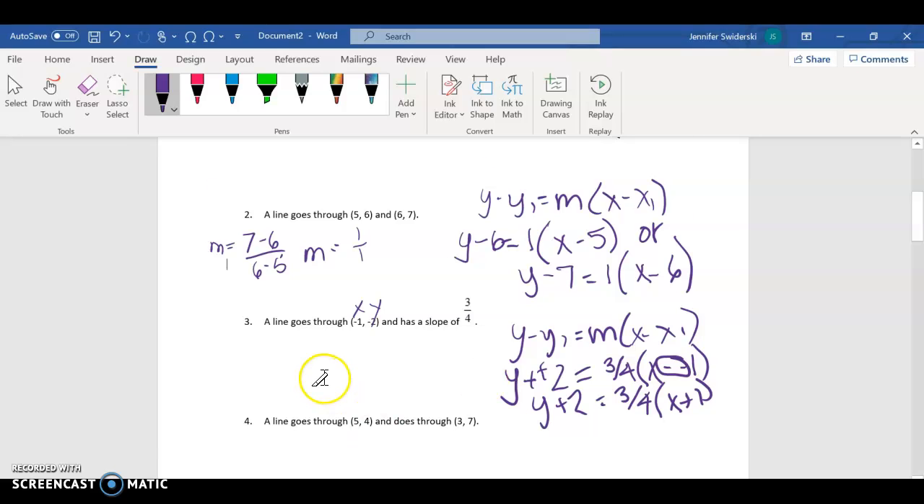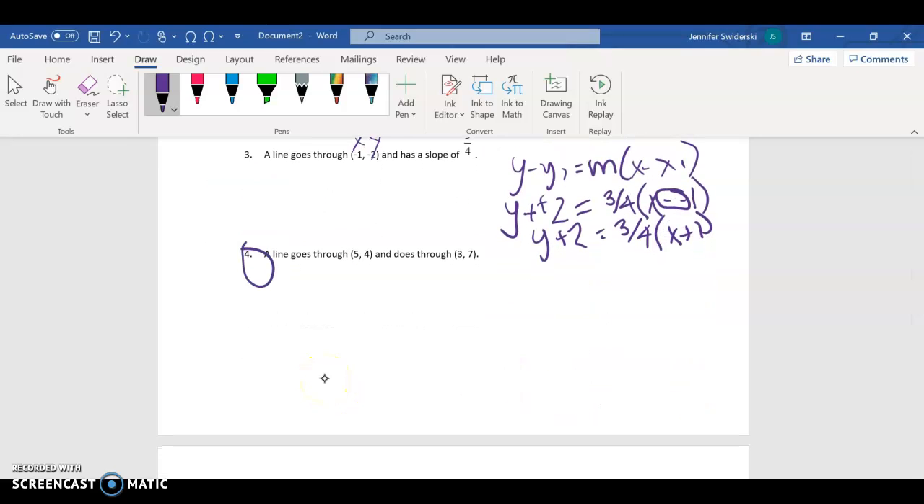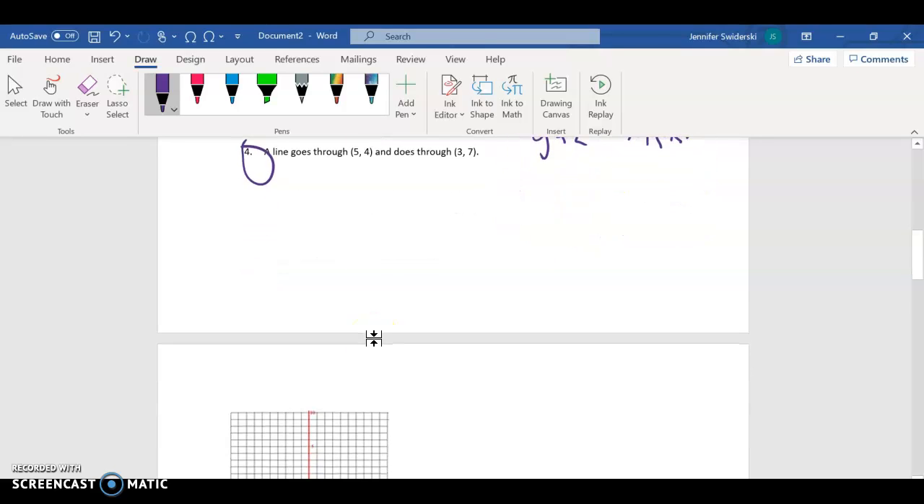Okay, I'm going to have you try number 4 on your own. Remember, you're going to find your slope, and then there's going to be 2 correct answers for this one. So see if you can come up with both of the answers for number 4.